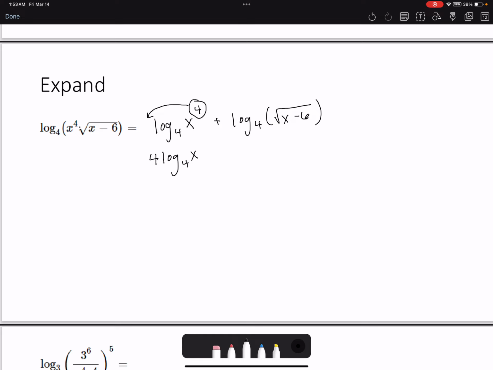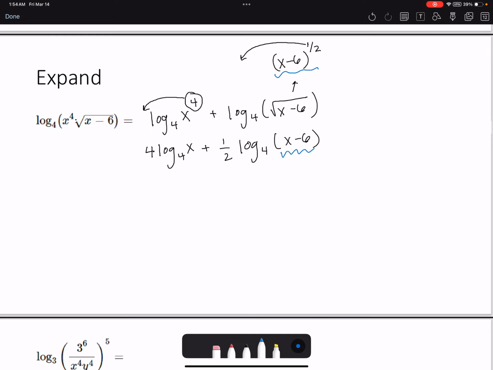And then this one, technically, we could write as x minus 6 to the 1/2. That's rewriting it in a fractional exponent instead of a radical. And then that 1/2 can go down in front. So that would be plus 1/2 log base 4 of x minus 6. And that's as simple as it can get. So rewriting this from radical form to a fractional exponent is something that you might not have seen when you did this by yourself, but that's something to remember.